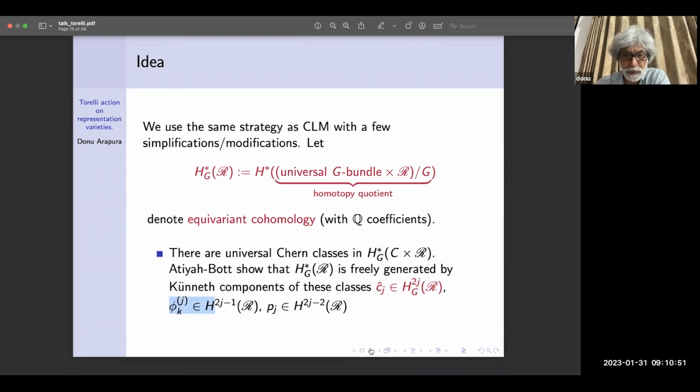So what does freely generated mean? Well, it's an exterior algebra on the odd factors and a symmetric algebra on the even degree factors. That's what I mean.